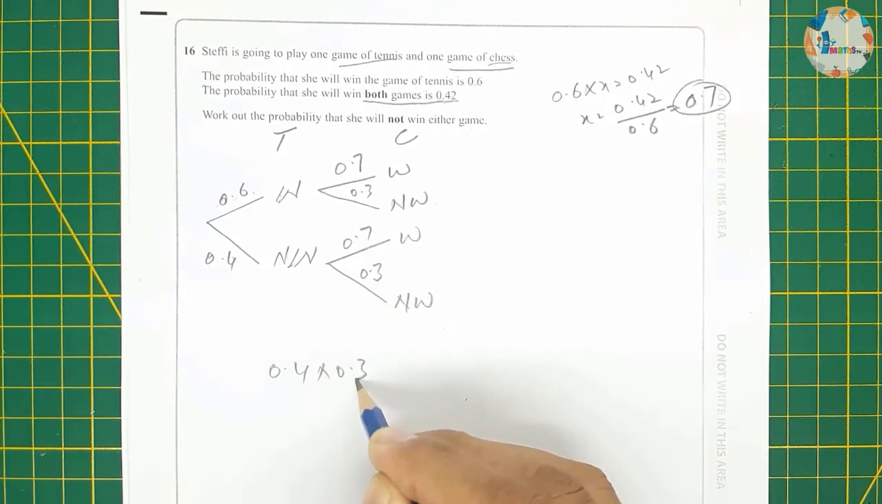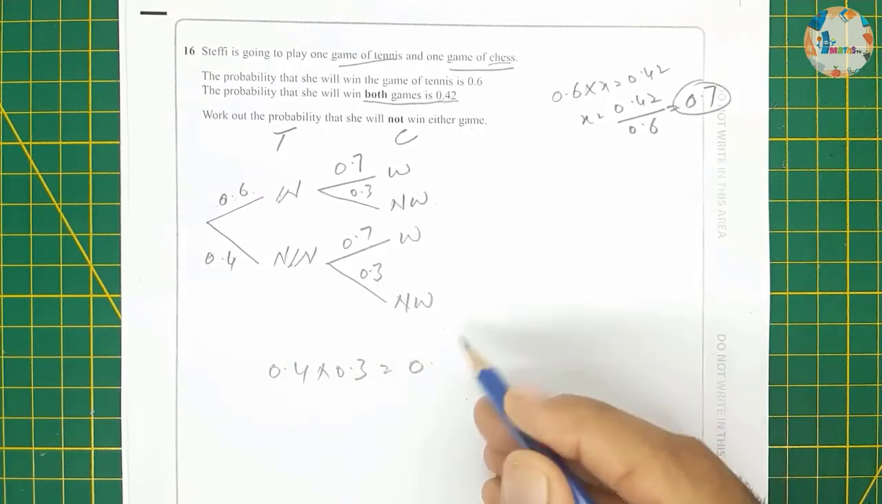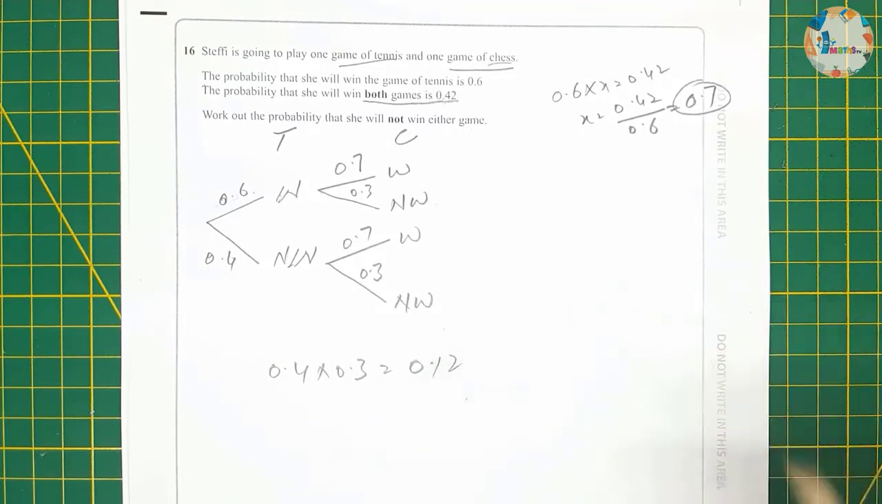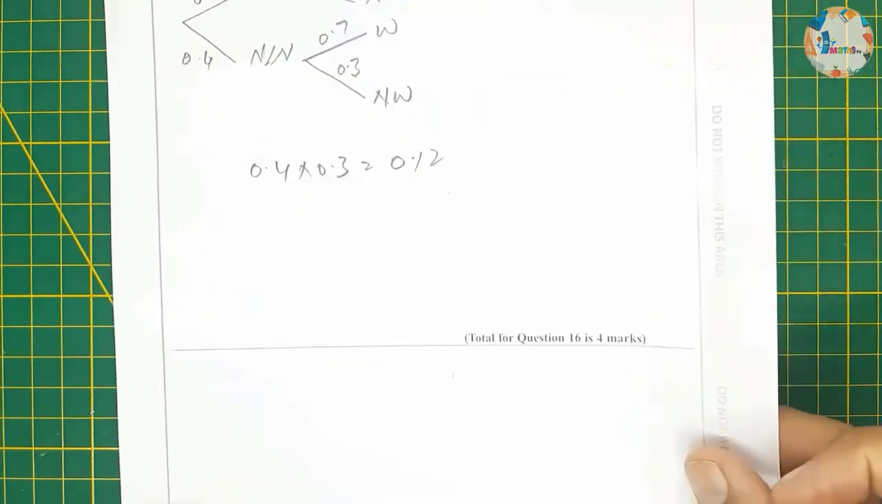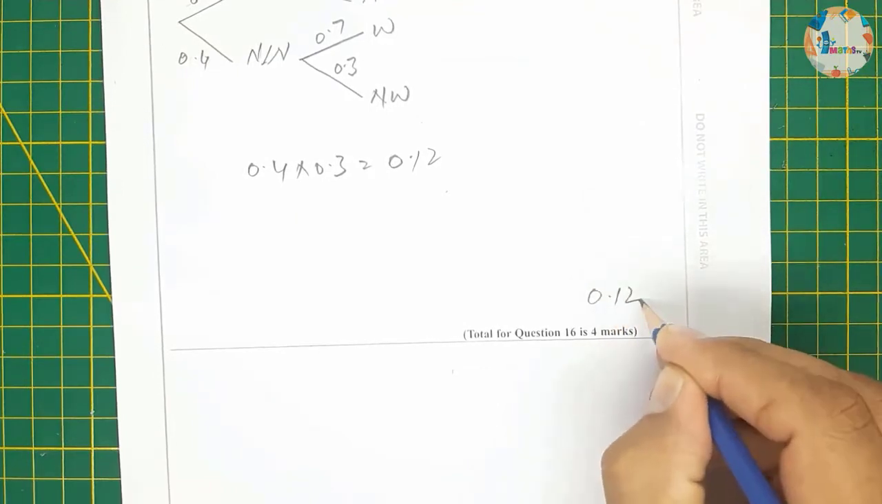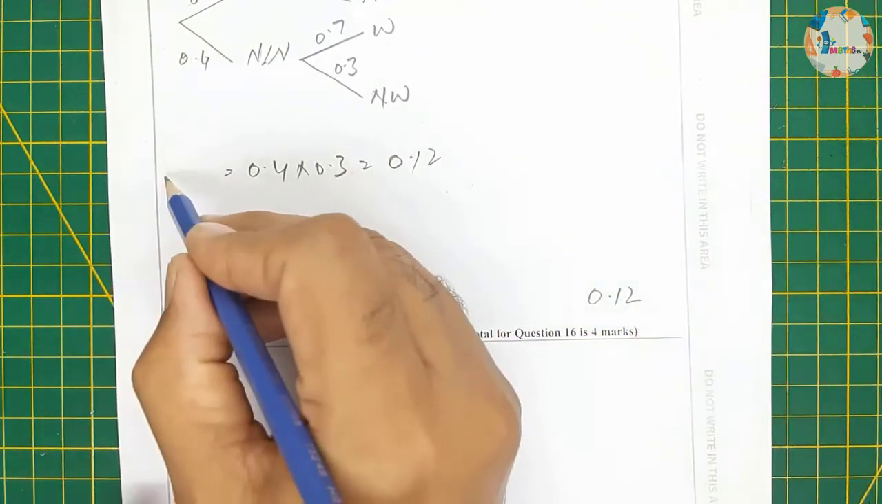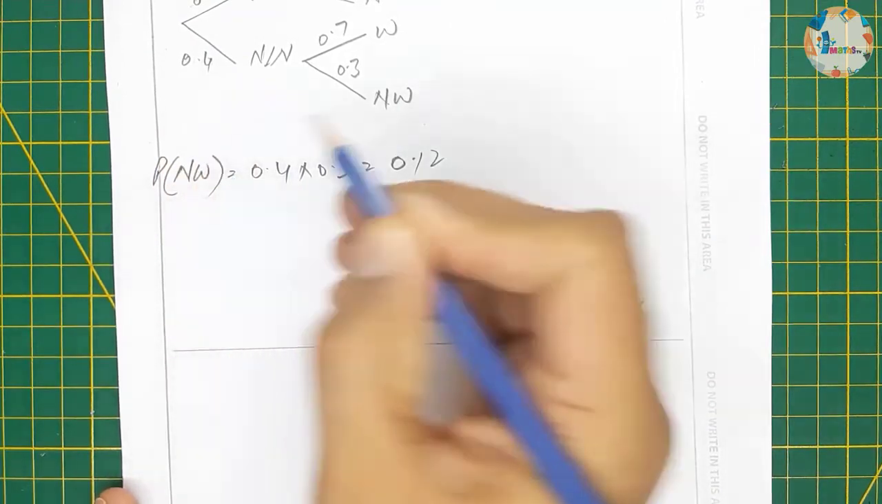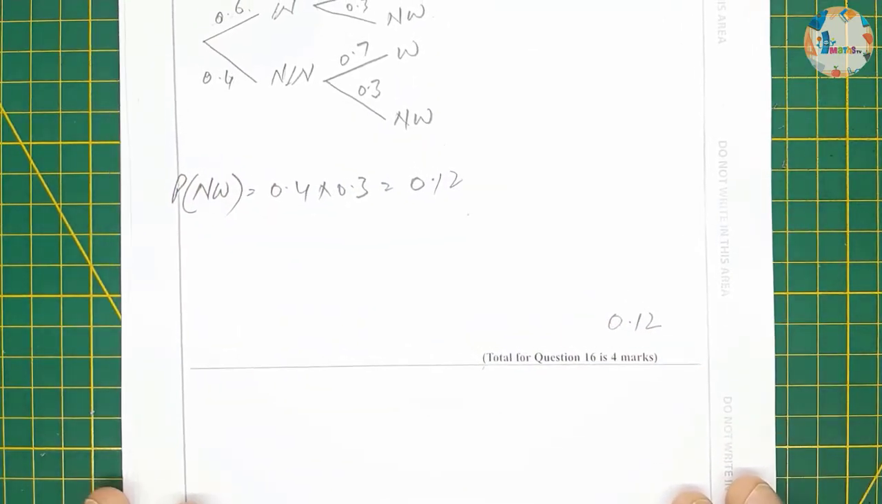0.4 into 0.3. This will be equal to 0.12. This will be the answer, which is 0.12. So we can write here probability of not win will be equal to this one.